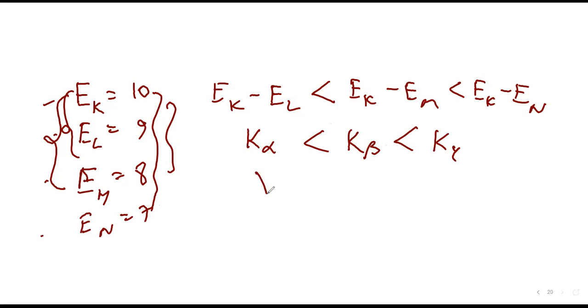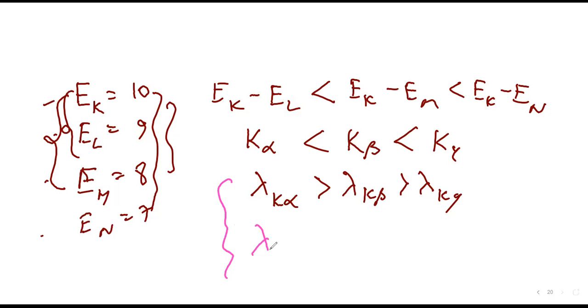In terms of wavelength, lambda K alpha will be greater than lambda K beta, which will be greater than lambda K gamma. I think I realized my mistake. So let me give you one trick. See, this same thing happens with L also. L alpha will be greater than L beta, greater than L gamma. Are you getting it?